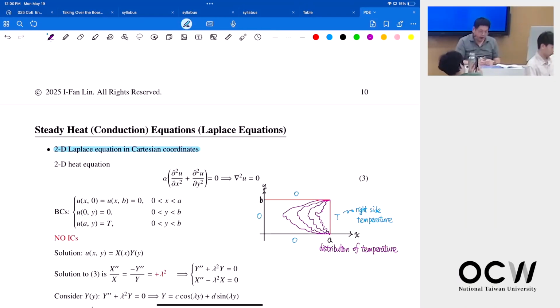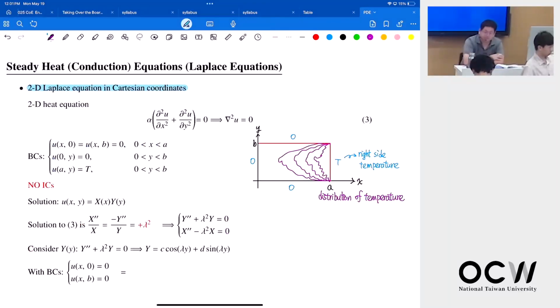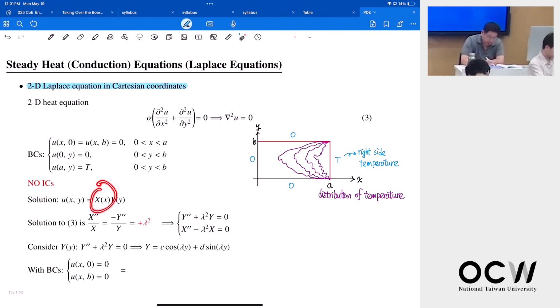And there are no initial conditions. But for the solution, we still guess and use the method of separation of variables. So we have X and Y. Then we bring it back to our heat equation. This time, instead of minus lambda squared, we have plus lambda squared, conventionally. Then we have two second order differential equations: Y double prime plus lambda squared Y equals 0, and X double prime minus lambda squared X equals 0.